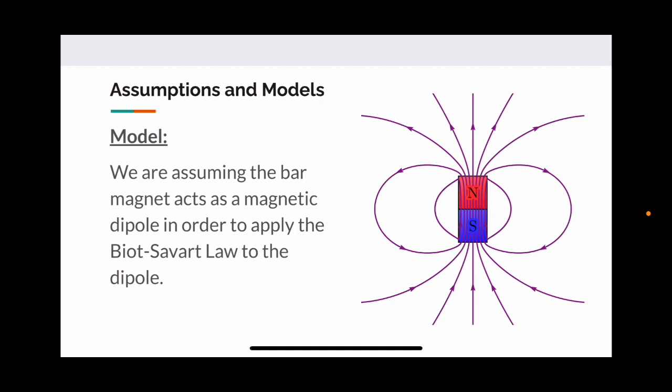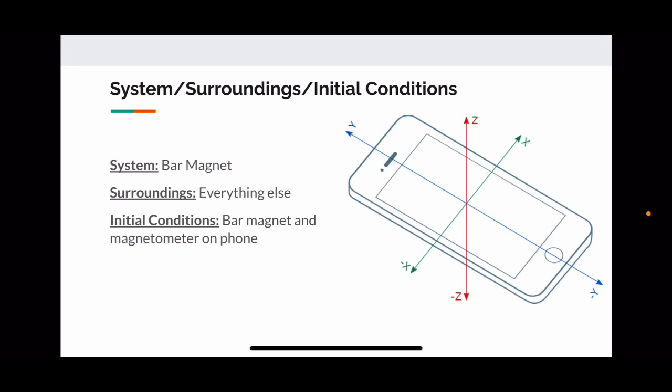The model for this lab is that the bar magnet acts as a magnetic dipole in order to apply the Biot-Savart law to it. The system is the bar magnet, the surroundings are everything else. The initial conditions we have are the bar magnet and the magnetometer on our phone.